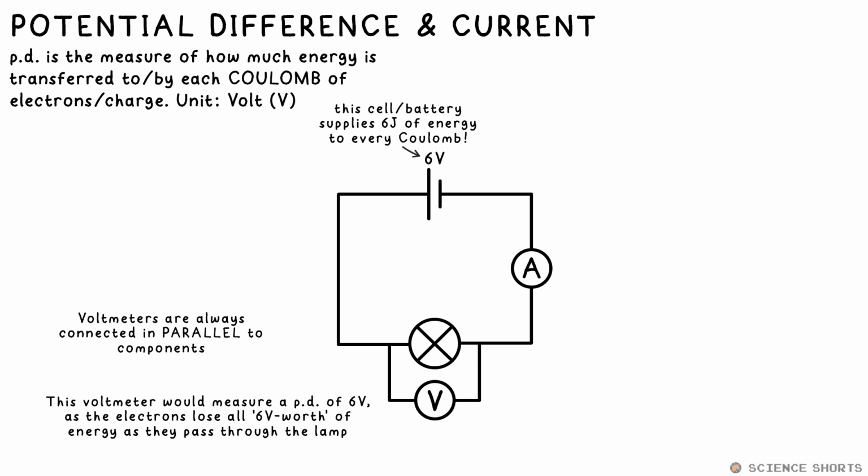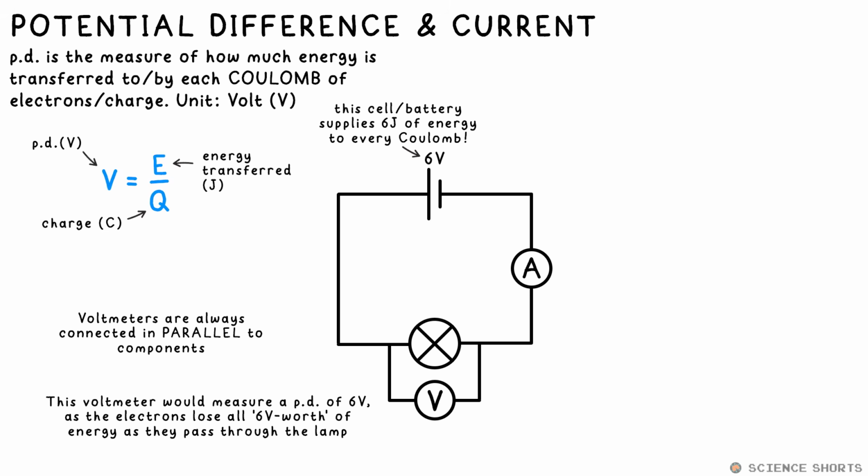But put the voltmeter across the bulb and it will still say 6 volts. Why? Because the electrons have to lose all of that 6 volts worth of energy as they pass through. Okay, you might say it's minus 6 volts instead, but we don't really care about minuses when it comes to PD, we just care about the number.